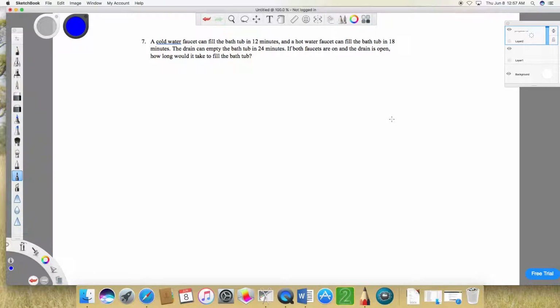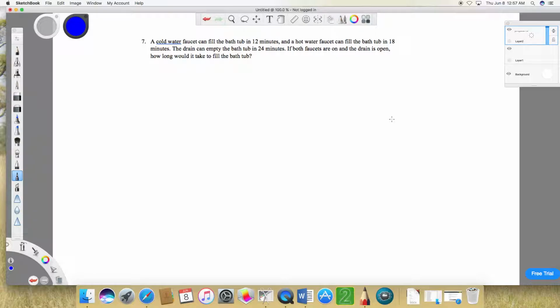Okay, so our unit of time is minutes. We've seen problems where our unit of time was hours, and in the previous problem it was days, and I almost started to accidentally work with it in hours. This time the two faucets are working together to help each other, whereas the drain is working against that.